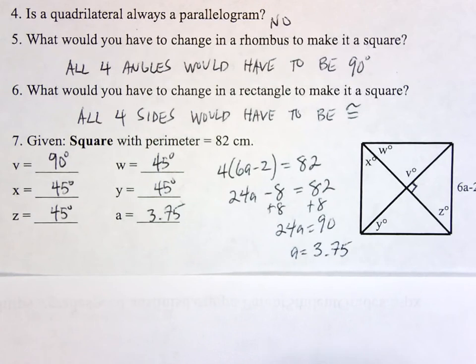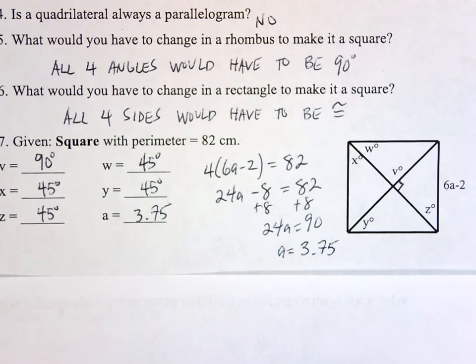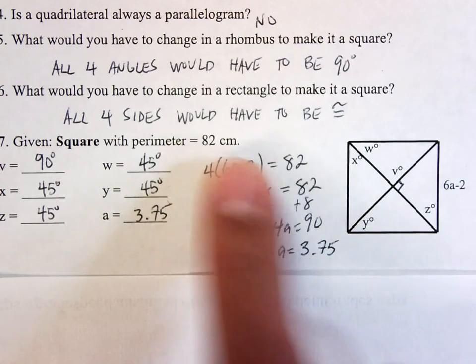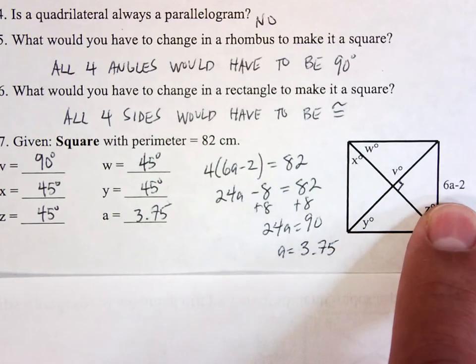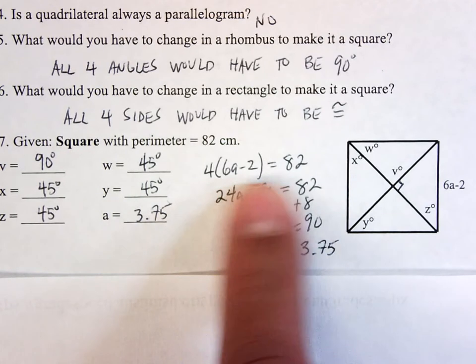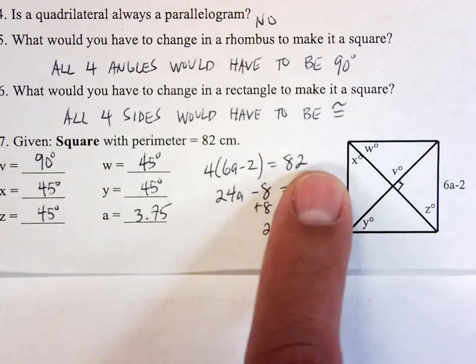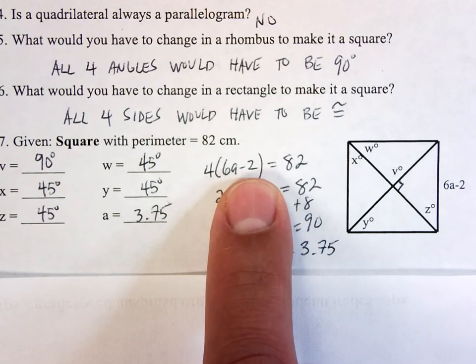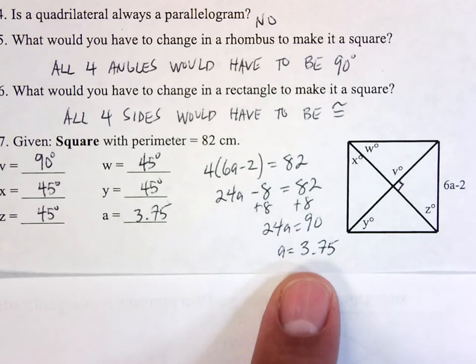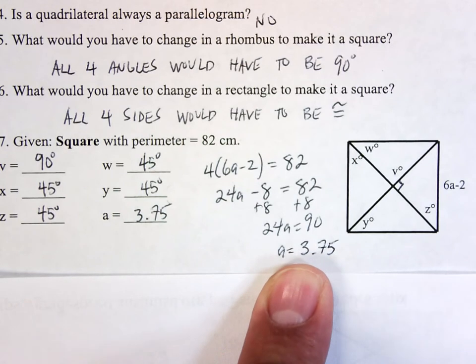And then trying to get A, how do we get A? It tells me right here my perimeter is 82. If this side is 6A minus 2, then I should be able to do 4 of those. 4 times (6A minus 2) has to be equal to 82. That's how I find the perimeter of a square. Working on down, follow me. If you have questions with this, ask me in class, and so A must be equal to 3.75.